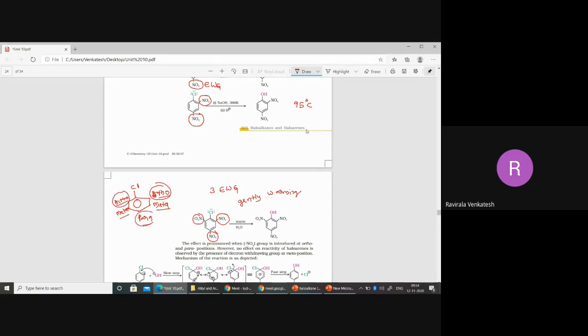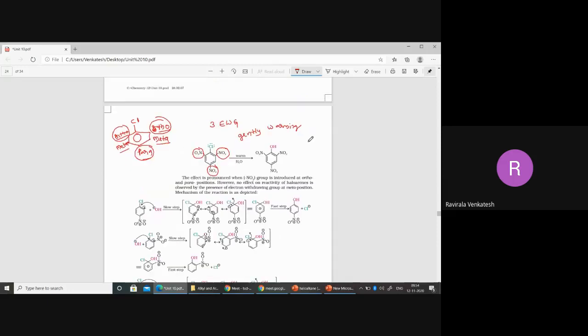So now tell me, how do you increase this? By placing the electron withdrawing group, the NO2 group, at the ortho position and para position. However, there is no effect on reactivity when the electron withdrawing group is placed at the meta position. Understood this statement? When you place an electron withdrawing group at ortho and para positions, we are increasing that effect. The nucleophilic substitution reactions take place readily. But when you place electron withdrawing groups at the meta position, there is no change.